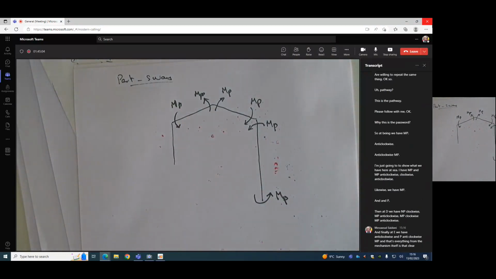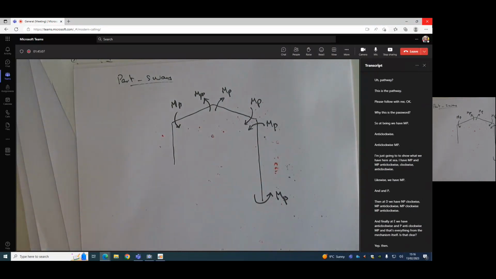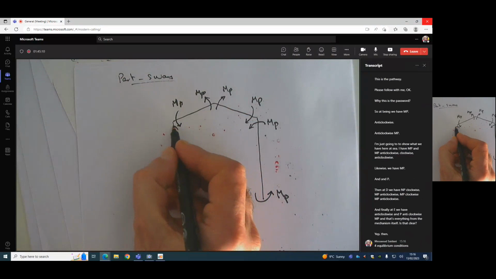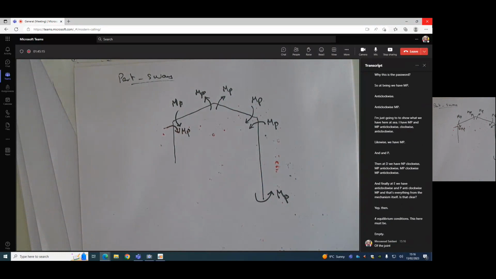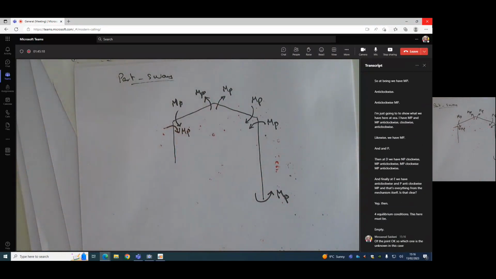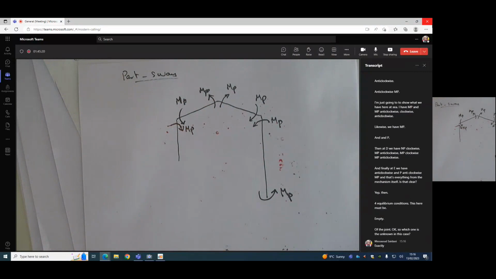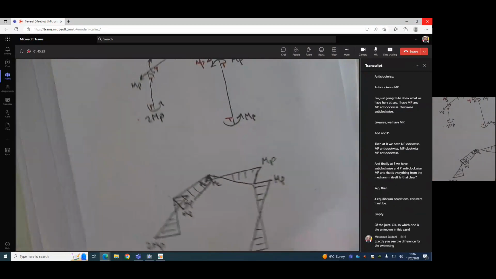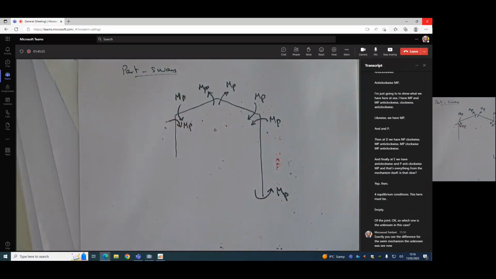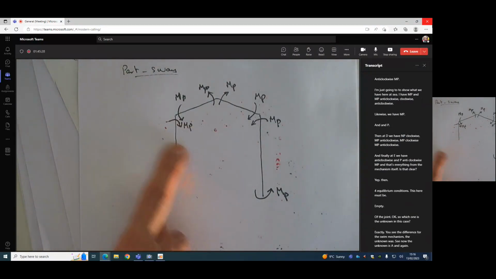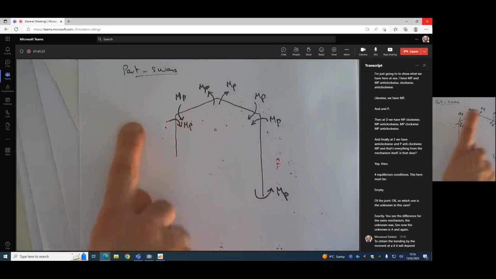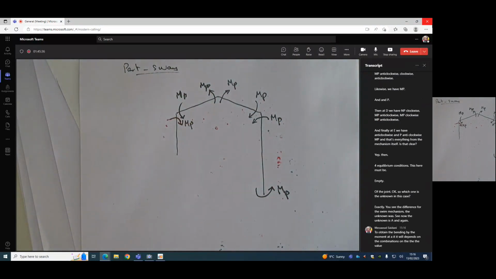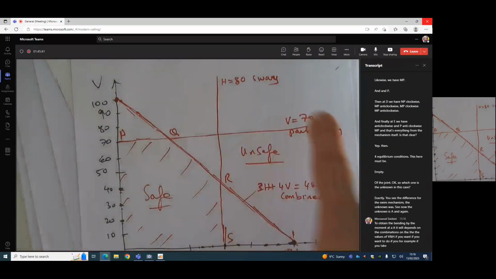Is that clear? Yeah. Then, for equilibrium conditions, this here must be MP at the joint. Okay. So which one is the unknown in this case? Exactly. You see the difference. For the sway mechanism, the unknown was C. Now the unknown is A. And again, to obtain the moment at A, it will depend on the combinations, on the values of V and H.